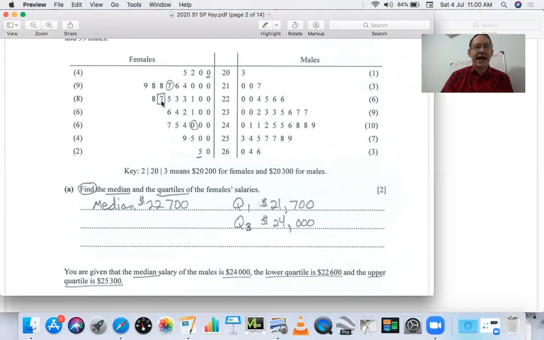If we go 10 after the median, or even if we go 10 back, might be faster to go that way. Here's already 2 and 4, that's 6. And remember, if you're going backwards, you're going from the outside in. So here's already 6, 7, 8, 9, 10. So either you count 10 from the median or you count 10 back from the end, and you get to this 0 right here. So this would be 24,000, and then of course no hundreds, so it's all zeros. So 24,000 is the Q3.